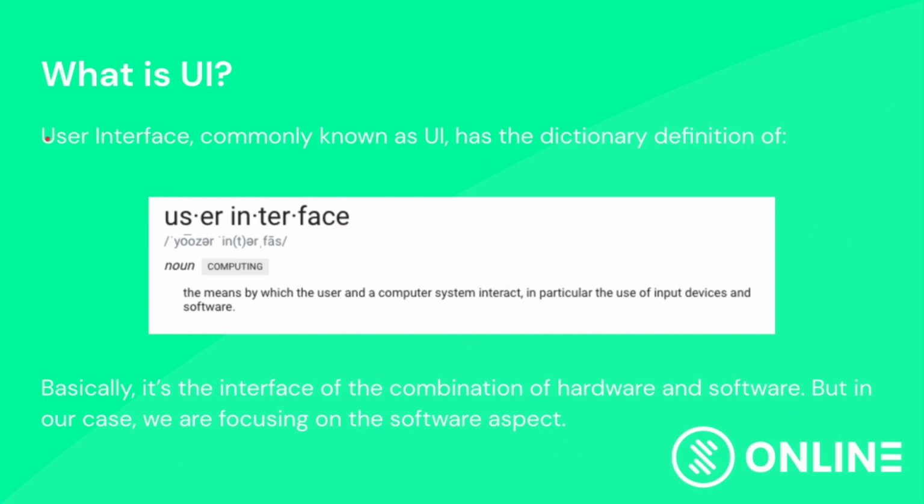So UI is known as the user interface, also known as UI, as I said, has the dictionary definition of the means by which the user and a computer system interact, in particular the use of input devices and software. Basically, it's the interface of the combination of hardware and software, but in our case, we're only focusing on the software aspect. So how do you interact with the website?